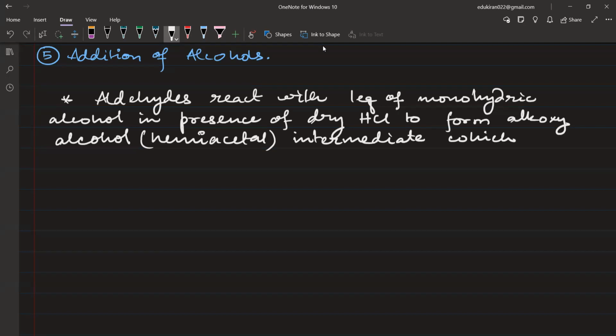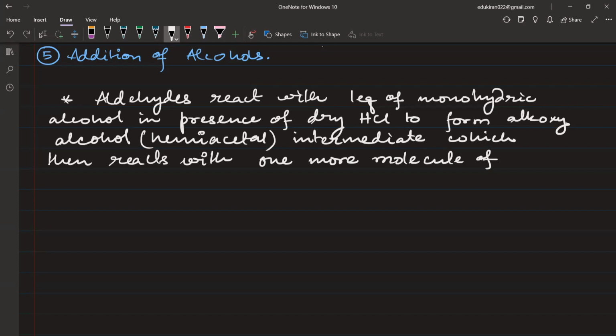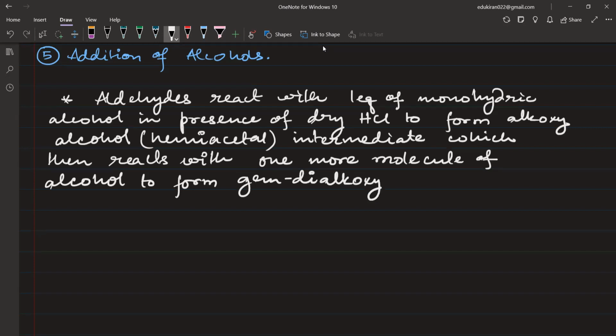which then reacts with one more molecule of alcohol to form gem dialkoxy alcohol. This is known as acetal.